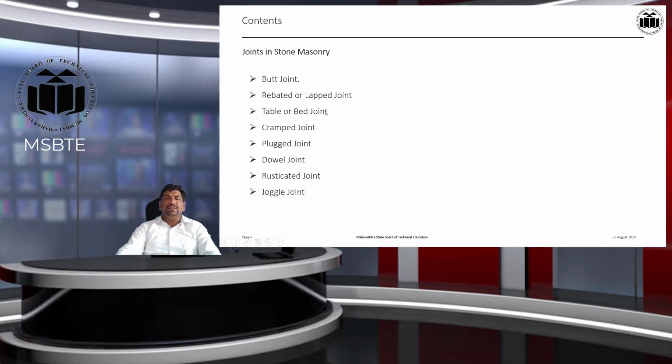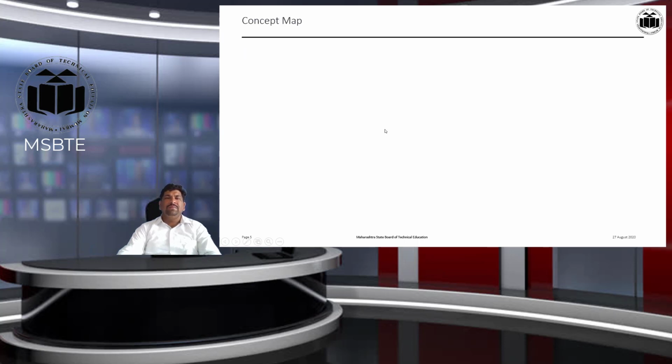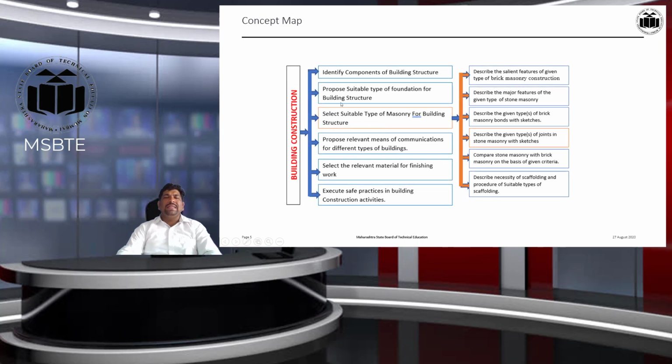Depending on the condition and the criteria, one should select the particular type of joint in the construction of stone masonry. As we have seen earlier, we are studying building construction, wherein there are 6 topics, in which we are studying how to select a suitable type of masonry for a building structure. Till now we have studied 3 contents, and now we are going to study the joints in stone masonry along with sketches.